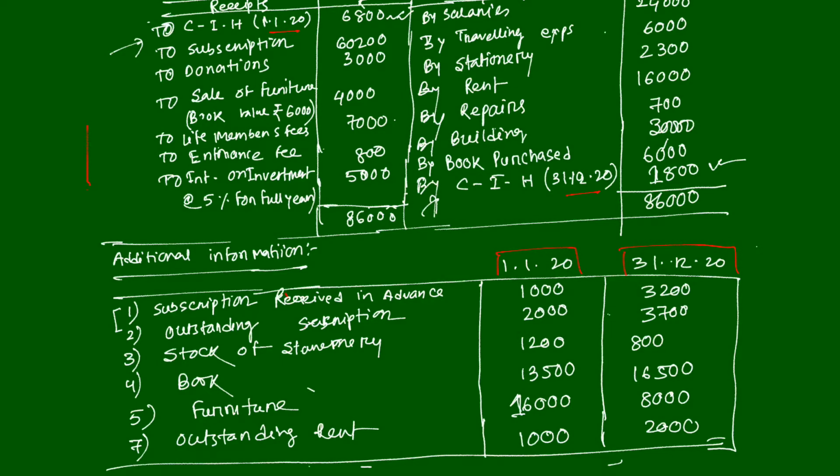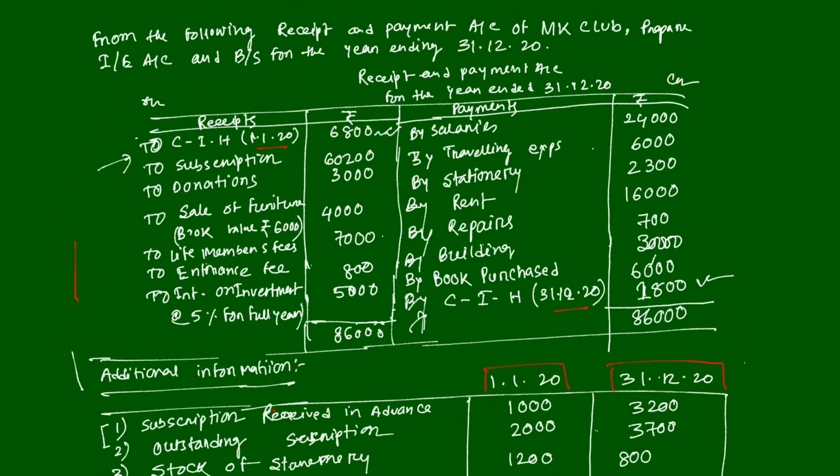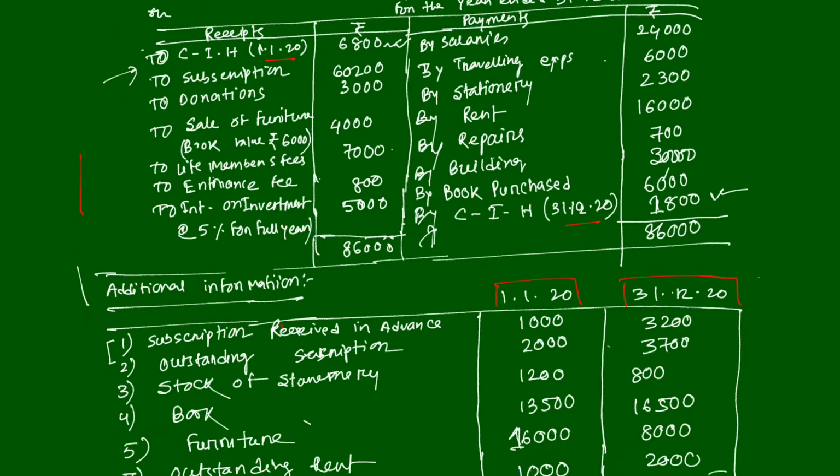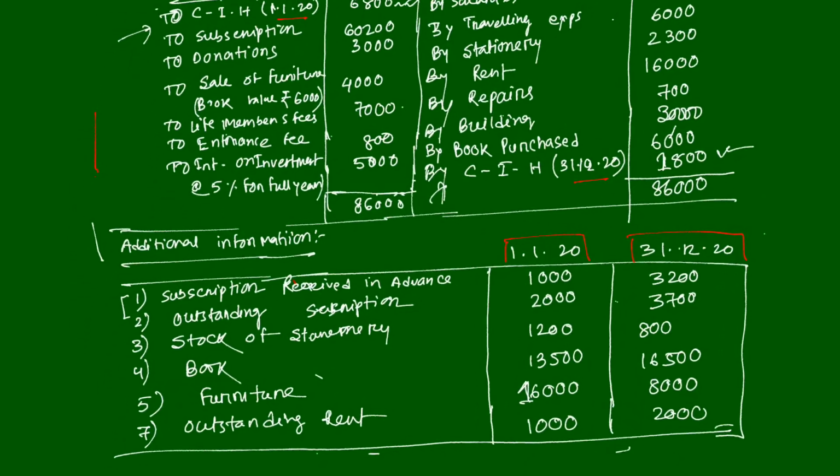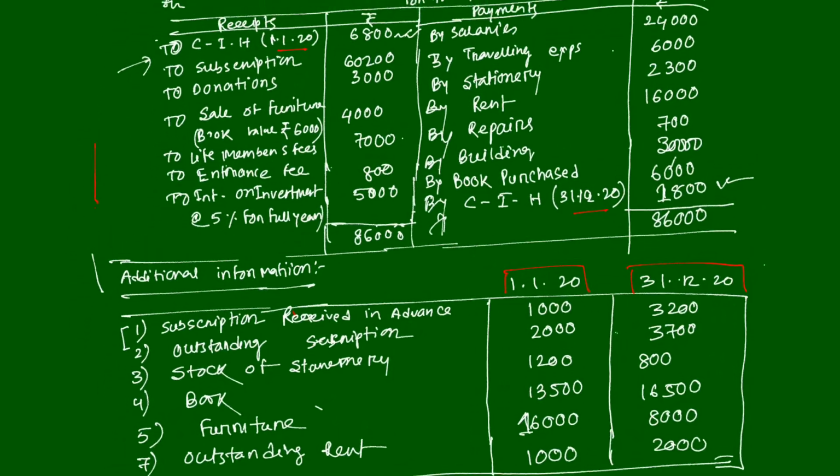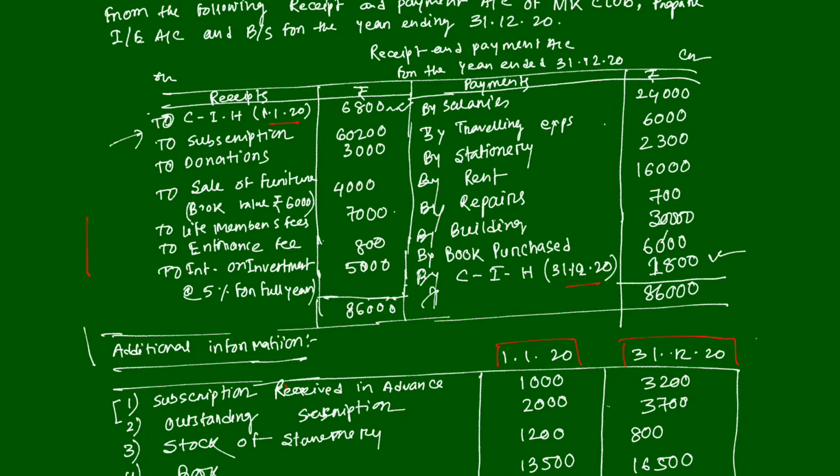Books are 13,500 and 16,500. Furniture is 16,000 and 8,000. Outstanding rent is 1,000 and 2,000. Now we are solving this question. First, we have to see the additional information linked with this receipts and payments account.